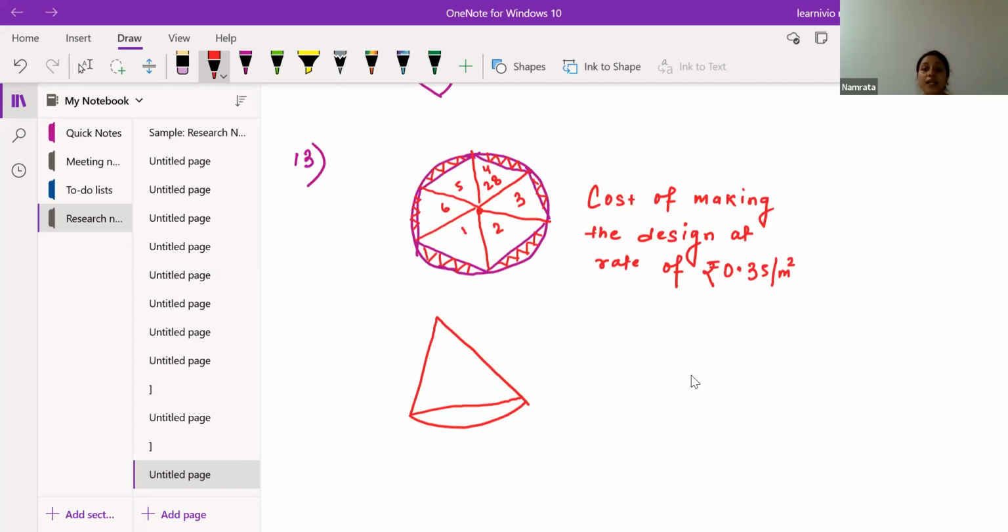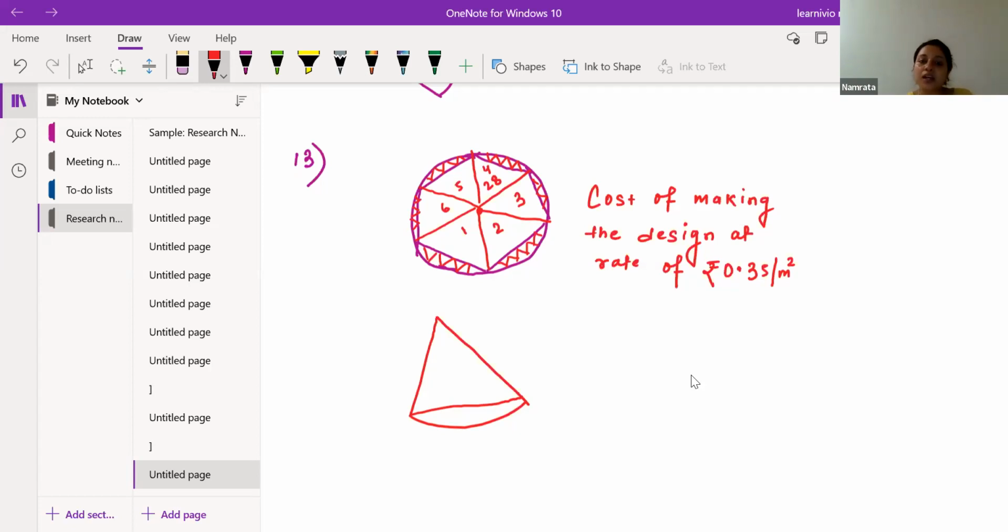Why area of the segment? Because it's written that cost of making the design at 0.35 per meter square. Meter square is the unit of area. Now we have to think whether we will be finding area of the sector or area of the segment. So cost of making the design, if you look at the picture, design is only there in the segment portion, not in the total sector, right? That means according to the given cost, we are supposed to find the area of the given segment, right?